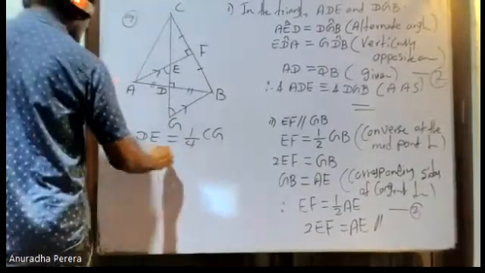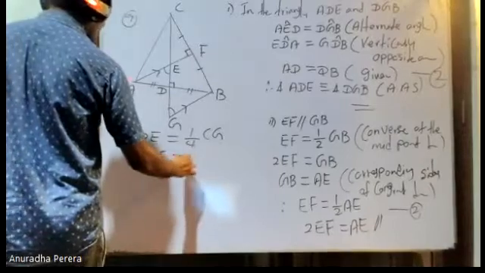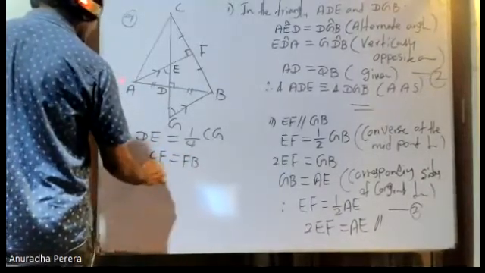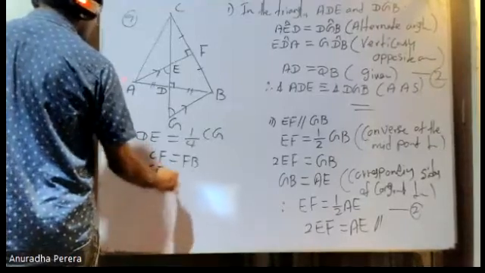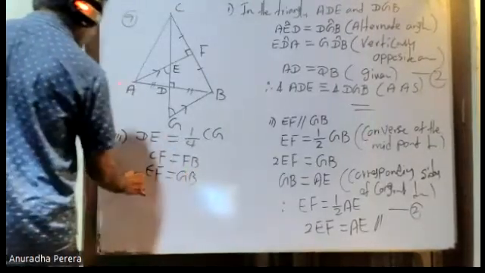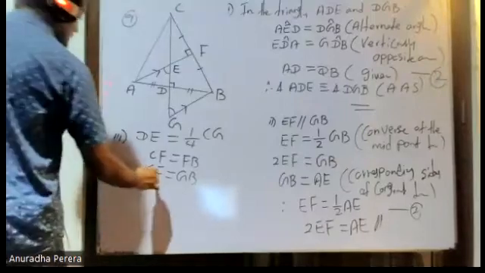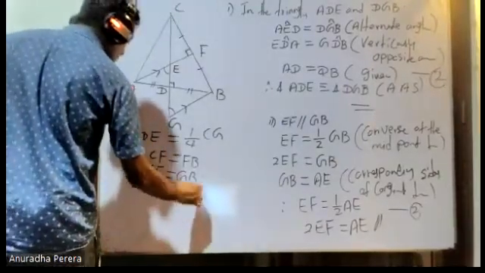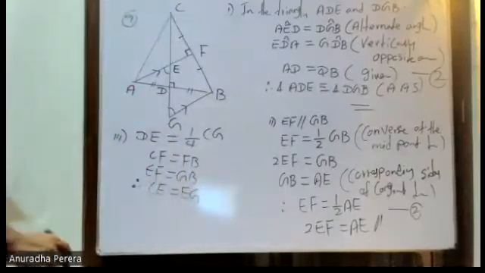CF equals FB and EF equals GB. Therefore, CE equals EG.